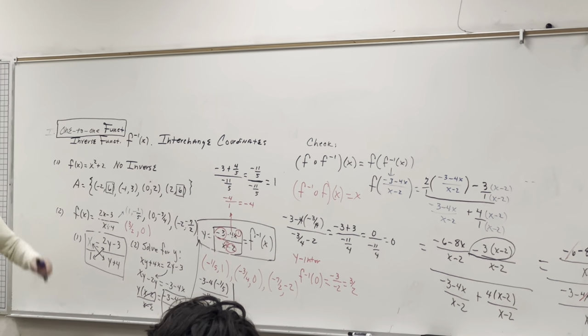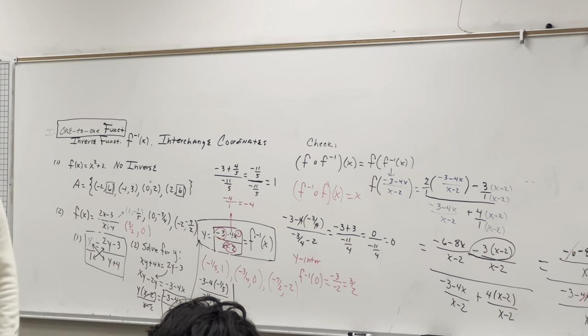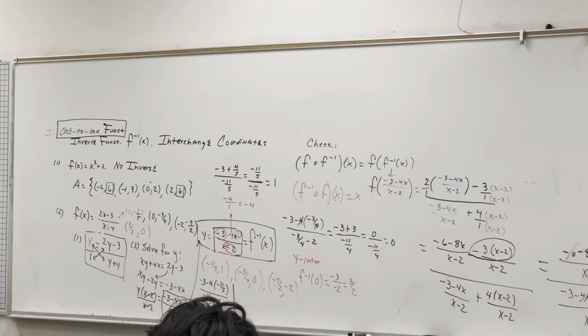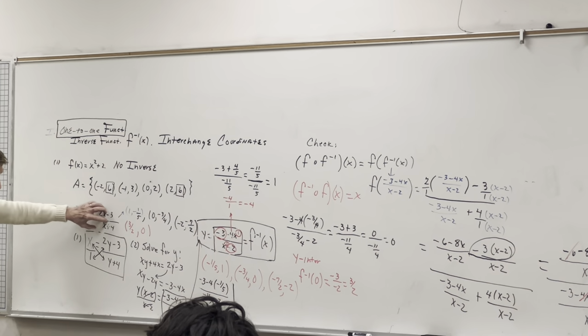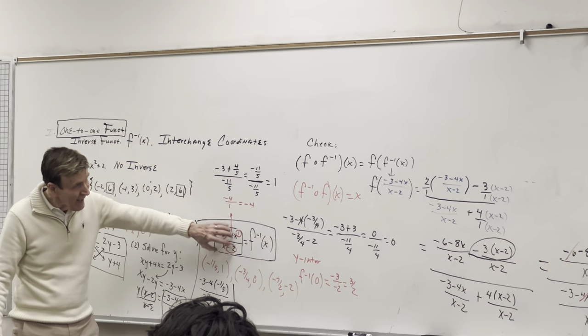Except they interchange. That's what an inverse does. They interchange everything. The vertical goes into the horizontal. The x-intercept goes into the y-intercept. Everything's been interchanged. Guys, take a close look. I did a hard one here with you guys. This one, we did it. We interchanged, we found the inverse, which looks like this, and then we checked.